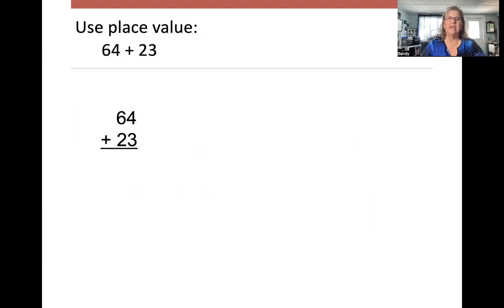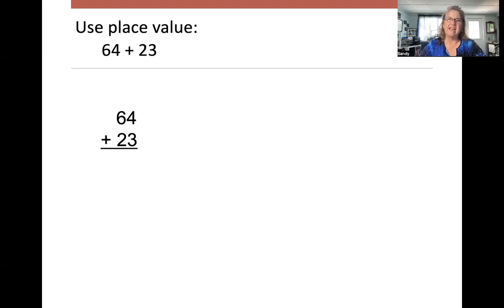Now, when I was in school, we would have written this vertically more often than horizontally. And we spent a lot of time on alignment. You had to have the 1s places aligned, the 10s places aligned. Now, mathematically, that's not required. What's required is combining 10s and combining 1s.